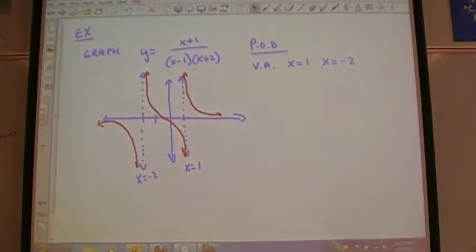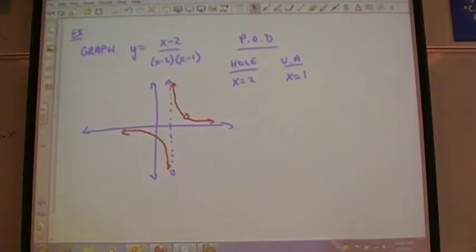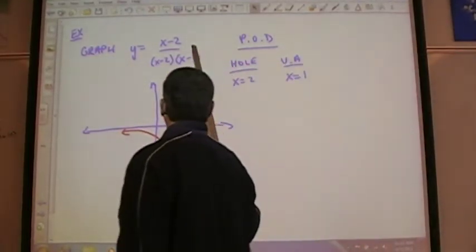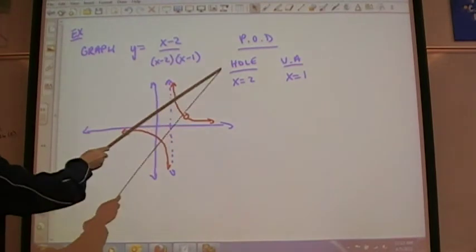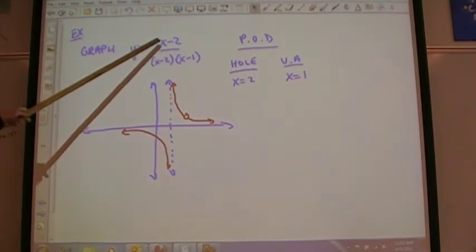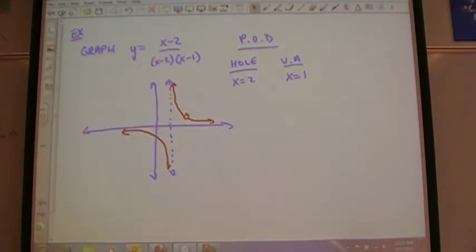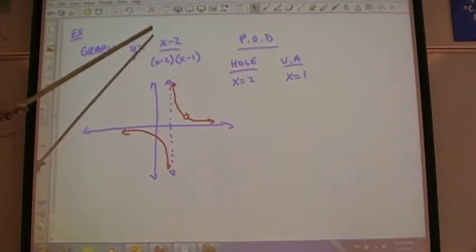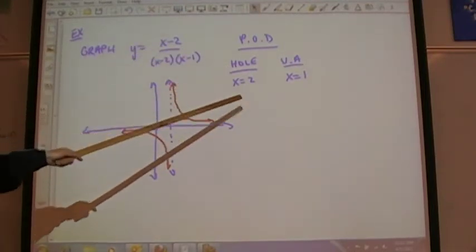Alright, next. Graph y equals x minus 2 over x minus 2 times x minus 1. Now I know I have points of discontinuity at x equals 2 and x equals 1, but x equals 1 is a vertical asymptote. The hole is at x equals 2, and the reason it's a hole is because the numerator and denominator have the same factor. If these two divide out, then that's where you get the hole from.